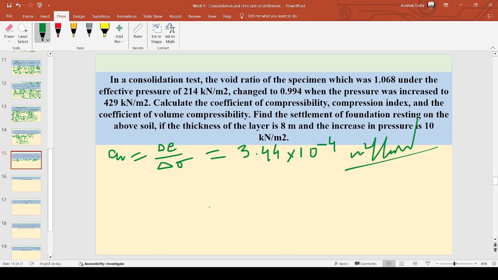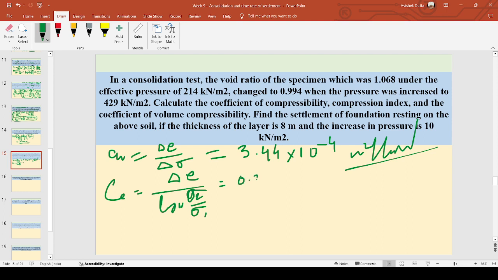Now the value of compression index, Cc. Cc is del E divided by log to the base 10 sigma 2 by sigma 1. The 1 plus E0 is for the settlement formula. So log to the base 10 sigma 2 by sigma 1, where sigma 2 is 429 and sigma 1 is 214, and del E is 1.068 minus 0.994. Value of Cc is around 0.245.